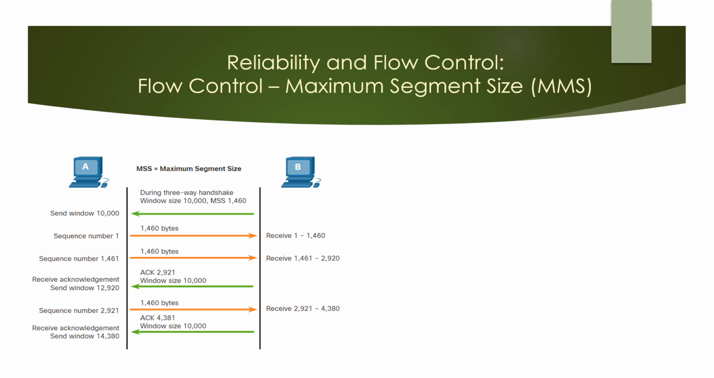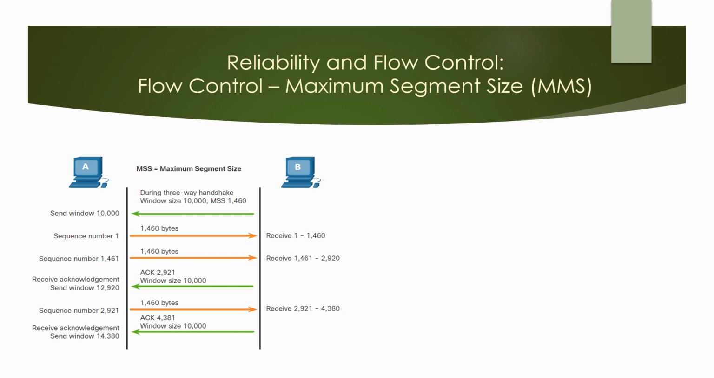This is typically the maximum segment size that the destination device can receive. The maximum segment size is part of the options field in the TCP header that specifies the largest amount of data in bytes that the device can receive in a single TCP segment. The maximum segment size does not include the TCP header. It is typically included during the three-way handshake.